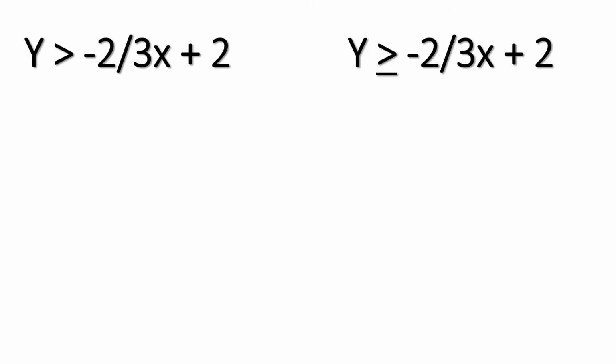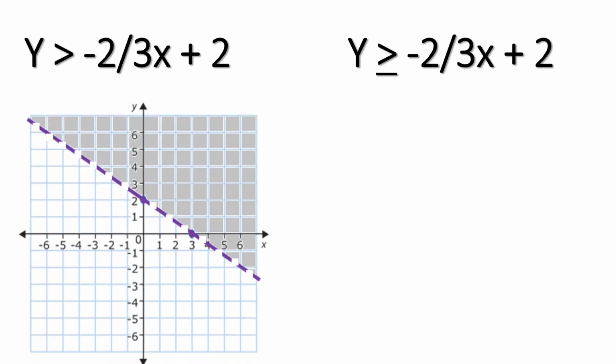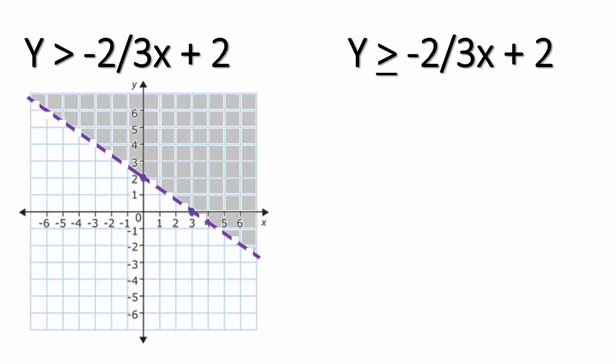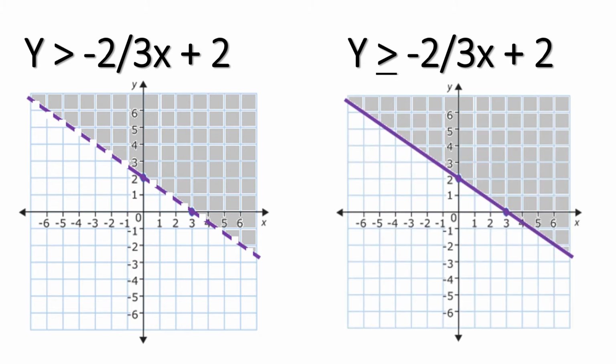Let's do two more what ifs. What if we have y is greater than negative 2/3 x plus 2? What if we had y is greater than or equal to negative 2/3 x plus 2? For just our greater than, not our equal to, just our greater than, we have a dashed line, and I've shaded everything above that line. For our greater than or equal to, I have a solid line, and everything greater than that line is shaded.